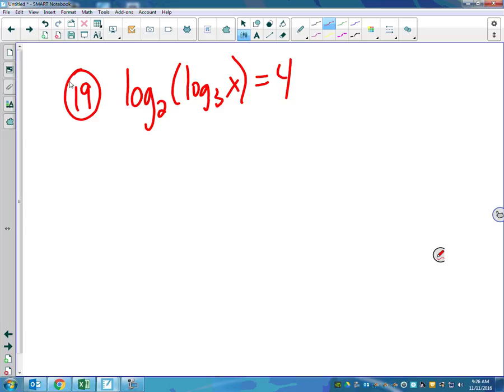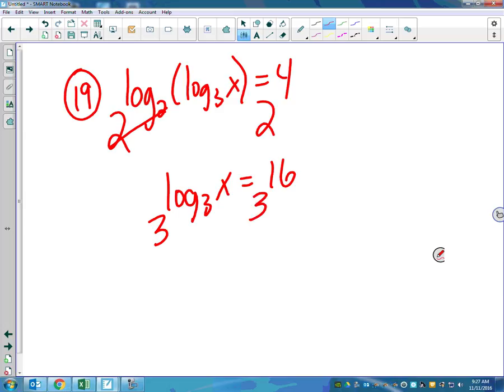So if you chew it, you're raising everything up, and the reason you do that is because 2 to the log base 2 cancels out. So you get rid of this, and then you're left with log base 3 of x equals 2 to the 4th. So that's not 2 times 4. 2 to the 4th, I believe, is 16. Yes. And here comes the big one. And then, what's left? Then you can 3 it, because that would get rid of this.